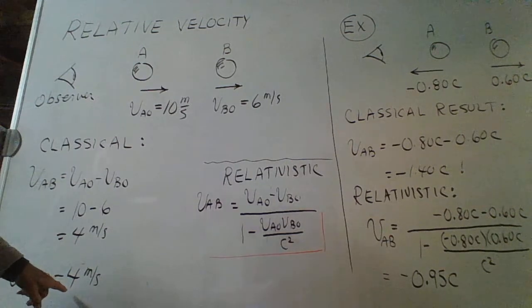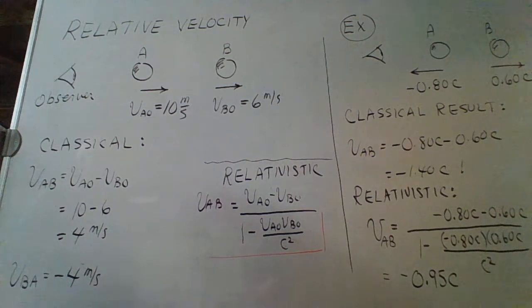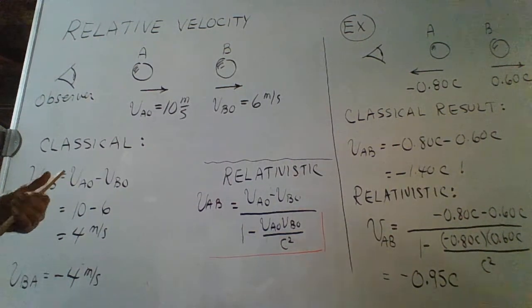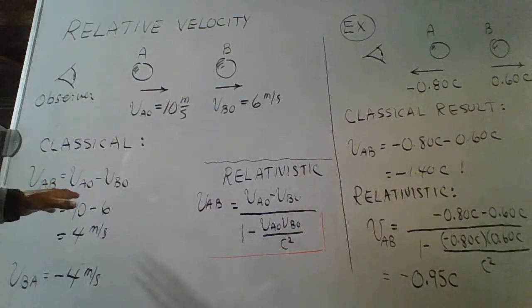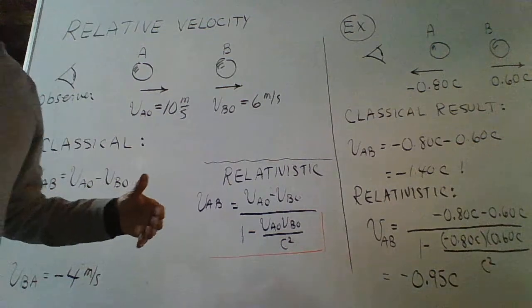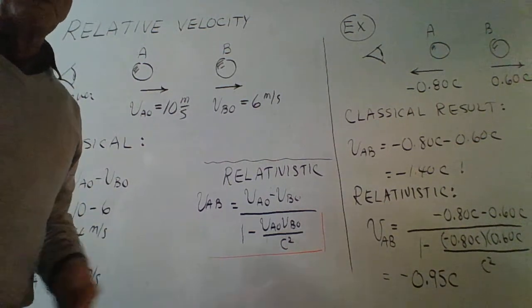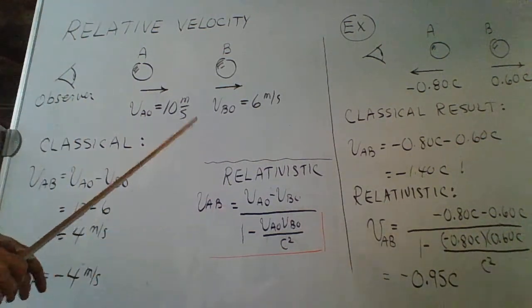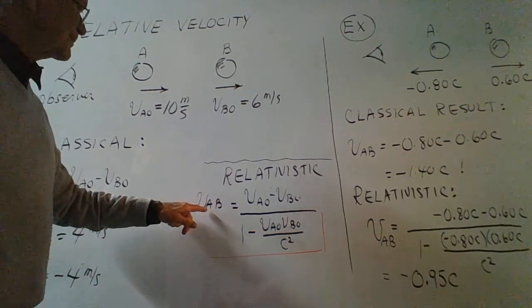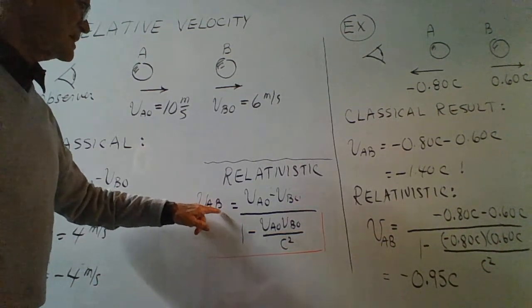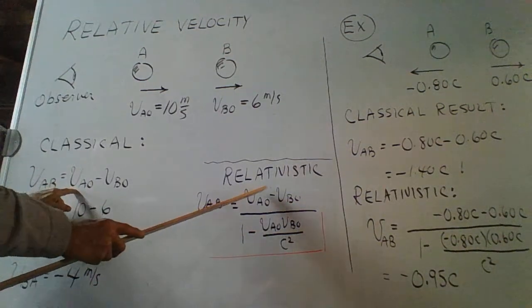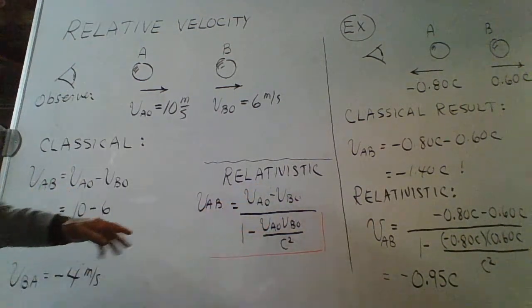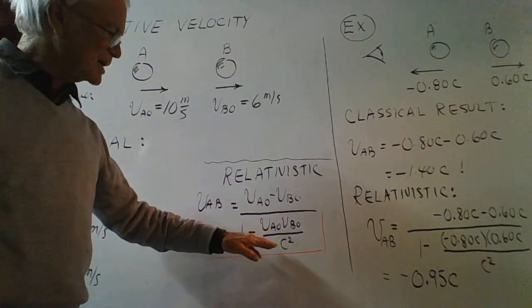Well, there is an exact equation that applies not only to the small velocities that we're looking at here, but even to velocities that are large fractions of the speed of light, c. The correct equation for the velocity of A with respect to B looks exactly like the classical equation in the numerator here, except there's this additional term downstairs.